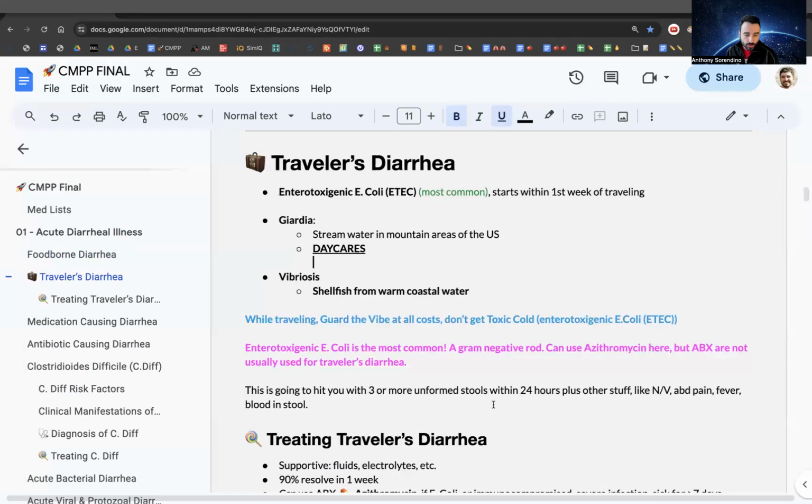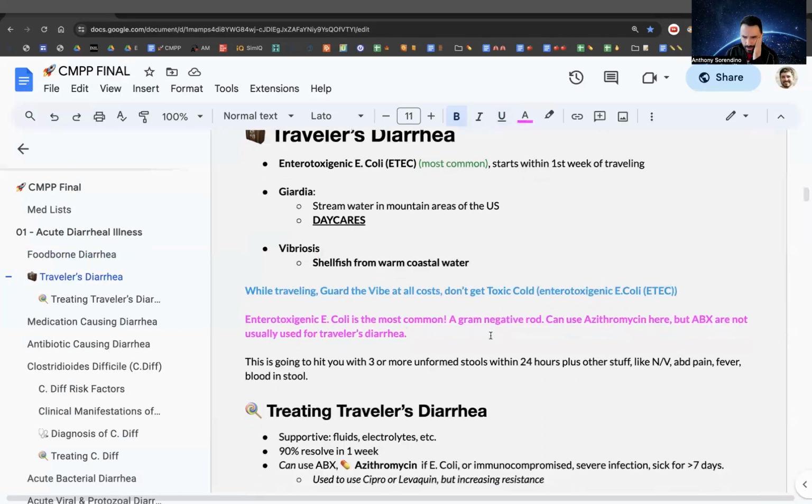So while traveling, you want to guard the vibe at all costs. Don't get toxic cold, enterotoxigenic E. coli, but guard the vibe. So Giardia and vibriosis for travelers' diarrhea. You can think of vibe like you're on a warm coast, like the coast of Hawaii or something. So that's where vibe's going to come into play.